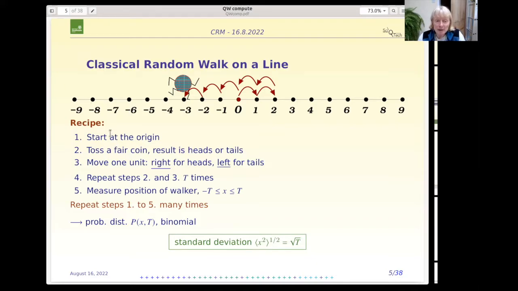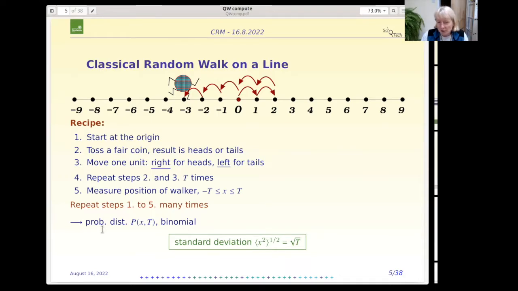So this is a recipe or an algorithm to do a classical random walk on a line, because we'll keep it simple, but clearly you could do it on any other structure and it would come out much the same, except you'd have to decide how to move to different places in the structure.